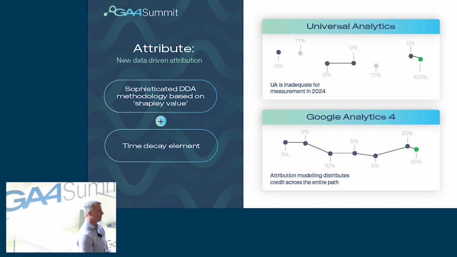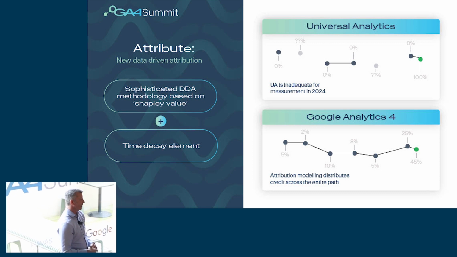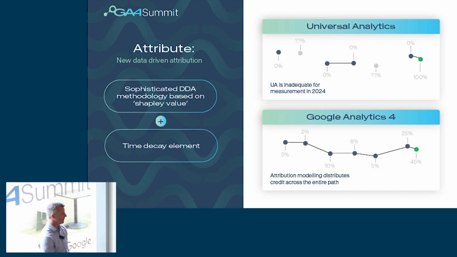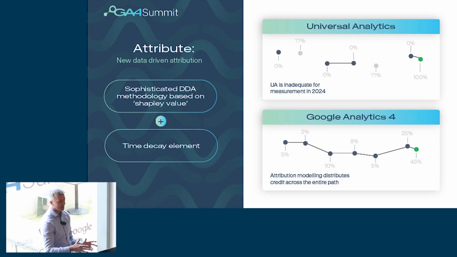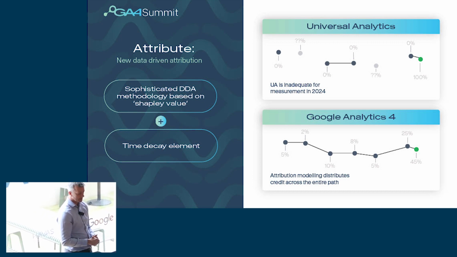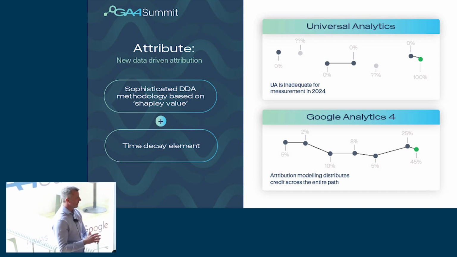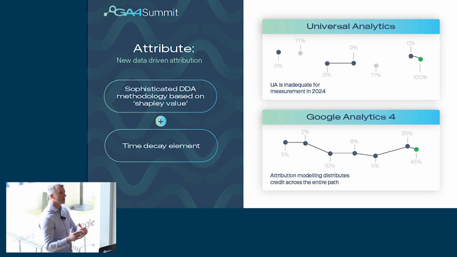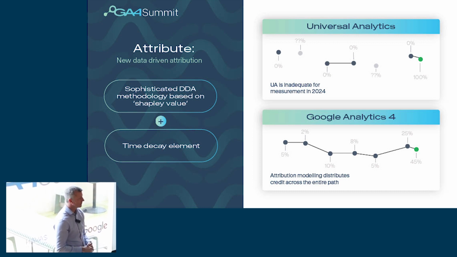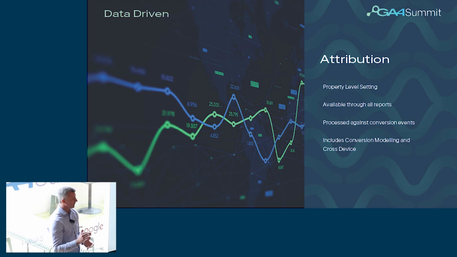So with GA4, you get a data-driven attribution model that's got an updated DDA methodology, improved on the one you get in the modeling tool within Universal Analytics, with things like a time decay element, so it'll give more credit to more recent touch points. And Alice will touch on modeling and attribution in a bit more detail later. But the whole idea is the attribution in GA4 aims to stitch together these missing and disjointed touch points. So yeah, just a few points on that.